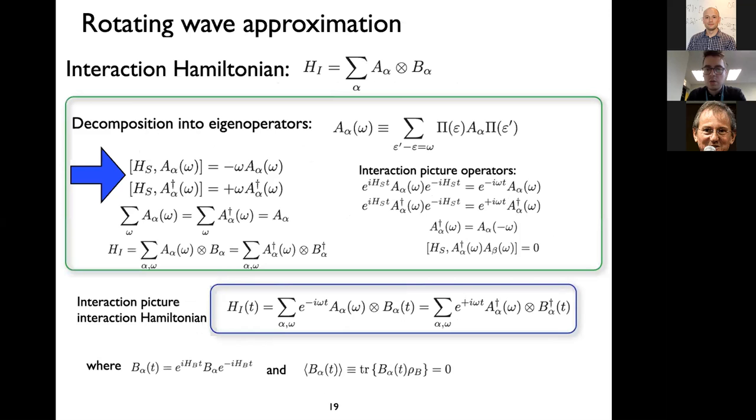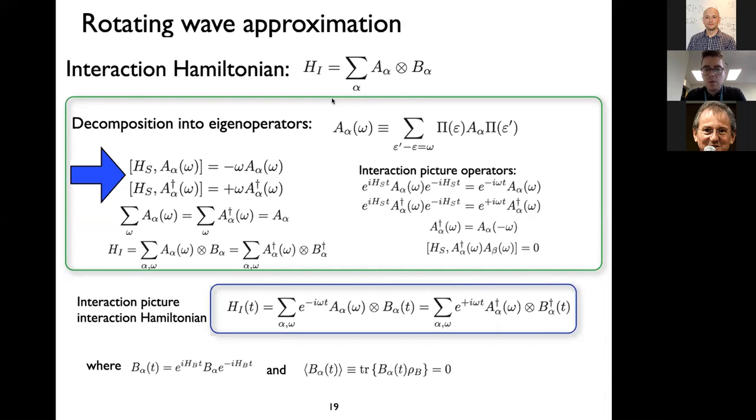The next approximation that we discussed was the so-called rotating wave approximation. The way that we introduced this was by first examining the interaction Hamiltonian H_I. As I mentioned last time, in the generic setting, we can always write the interaction Hamiltonian as a linear combination of the tensor product of system operators A and environment operators B. Here I refer to these A_alpha as the system interaction terms, and these B are just environment operators.